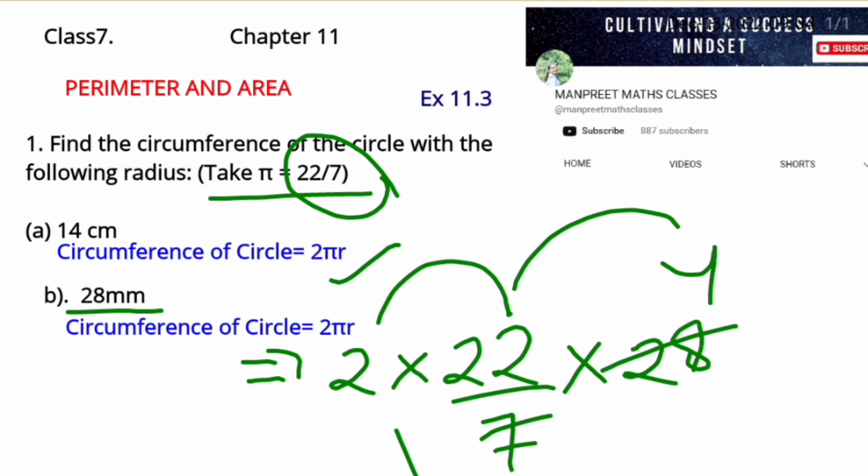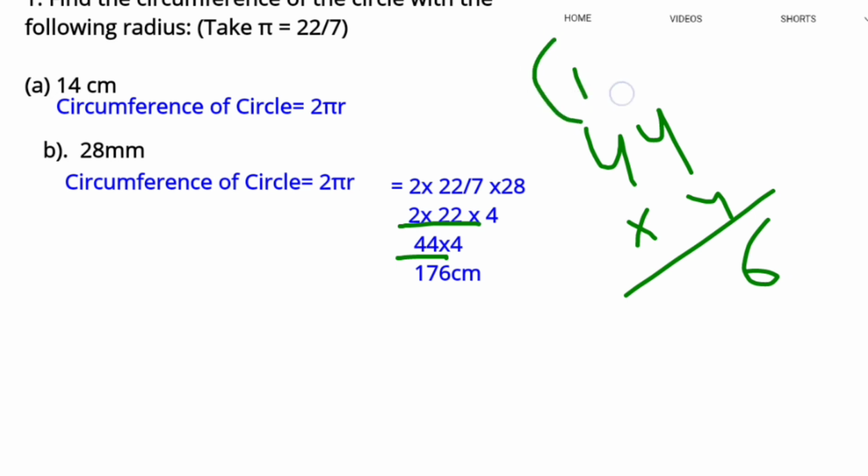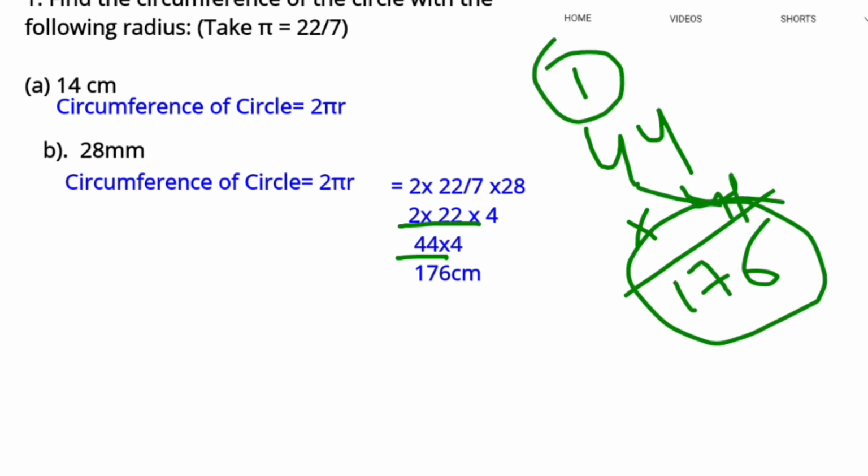Let's solve it. Into 22, 2 2s are 4, 2 2s are 4, into 4. Now you have to multiply 44 with 4. So 4 4s are 16, 1 carry, then again 4 4s are 16 plus 1, 17. So 176 centimeter is the circumference.